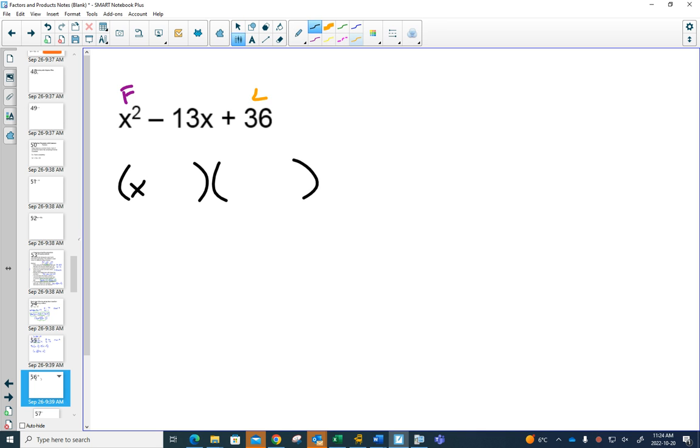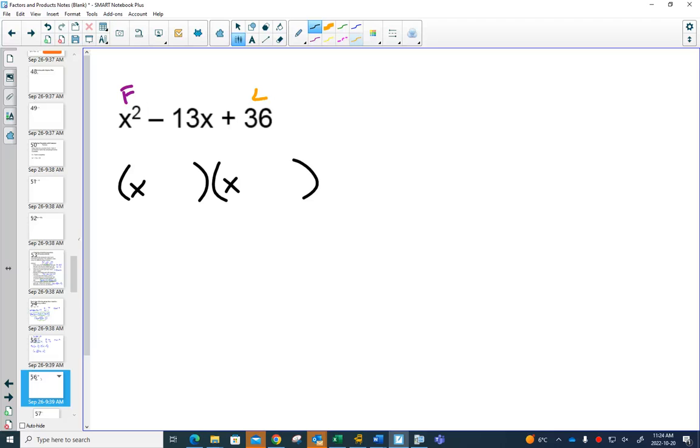What has to go first? X. What has to go last? You have to times to bring that equals 12. You need 36. Oh yeah, negative. What things make 36? Negative 9 and negative 4.